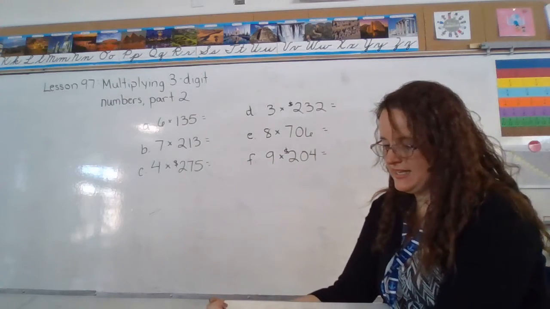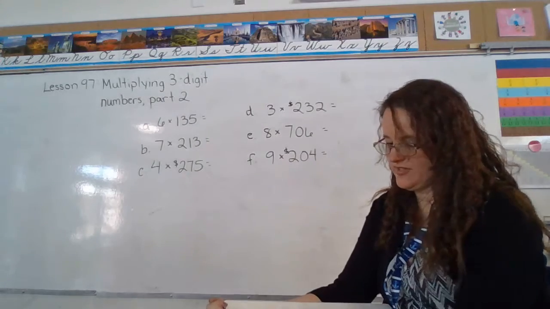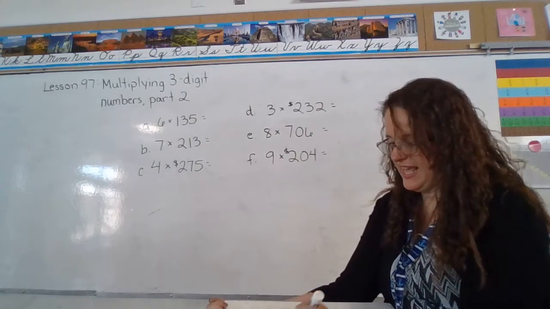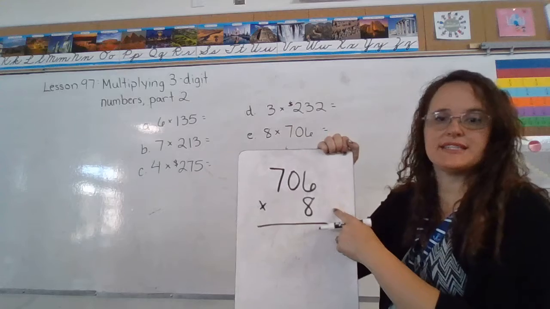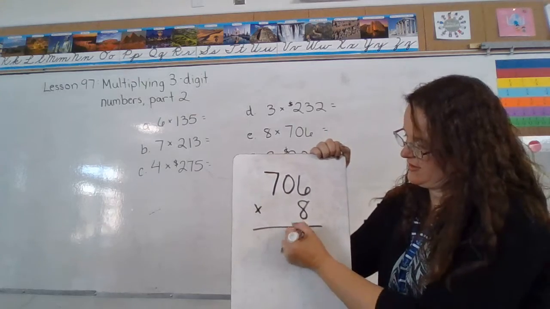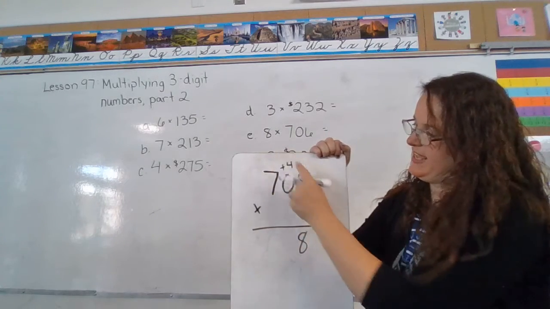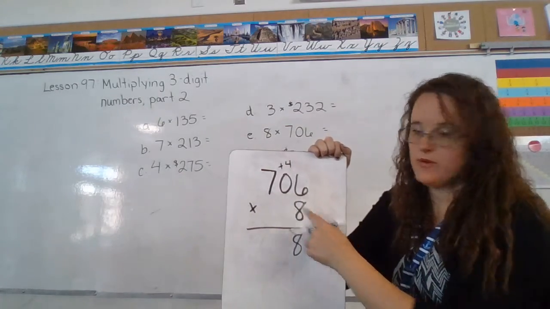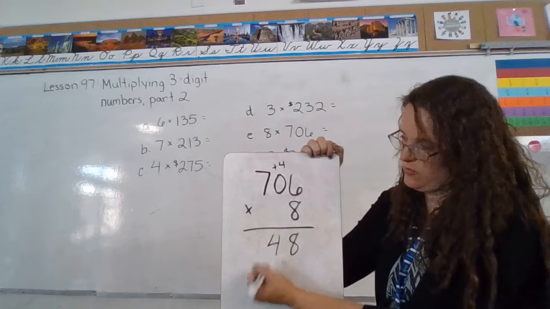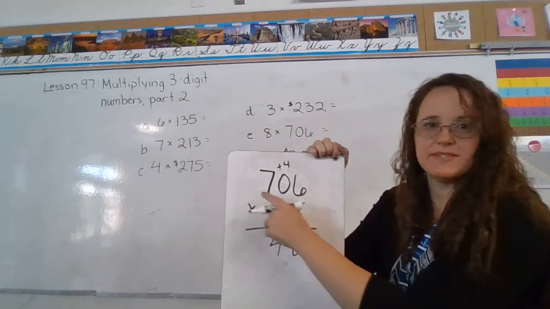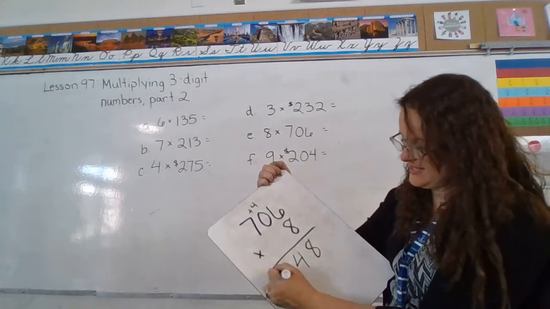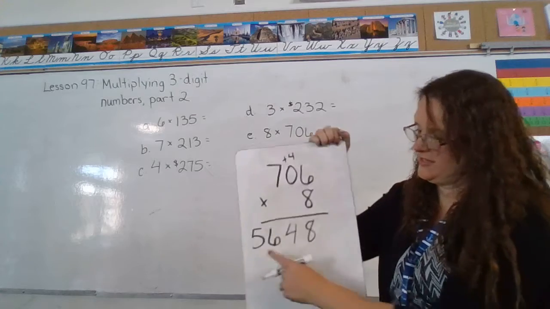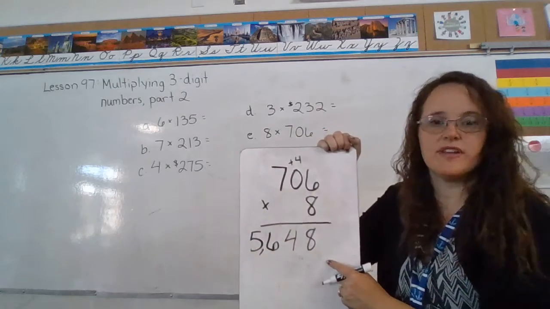Problem E, we'll rewrite as 706 times 8. 6 times 8 is 48. Carry my plus 4. 8 times 0 is 0. Plus 4 is 4. And 8 times 7, 5, 6, 7, 8. So 5,648.